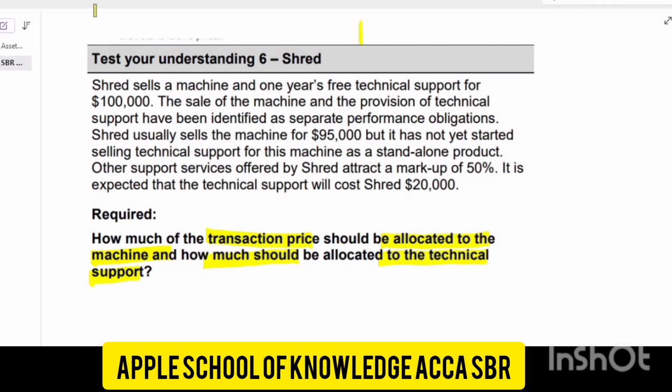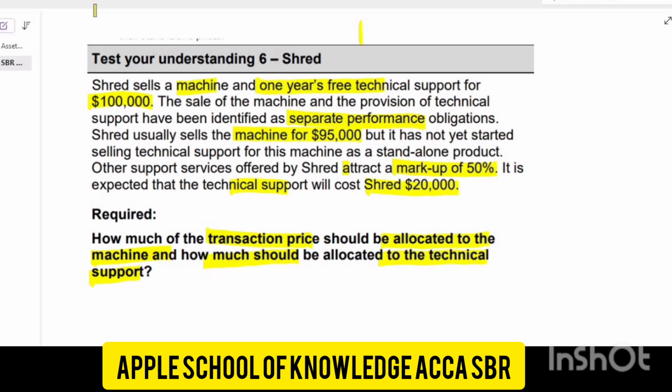Now, a company sells a machine and one year of free technical support for $100,000. So this is the total amount. The sale of the machine and the provision of the technical support have been identified as separate performance obligations. It usually sells the machine. The stand-alone selling price of the machine is 95,000, but it has not yet started selling technical support separately. There is no stand-alone selling price for this product.